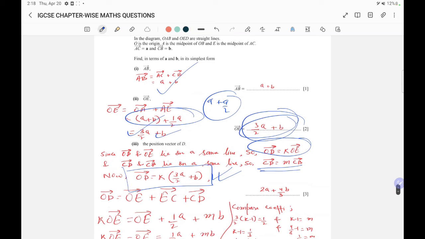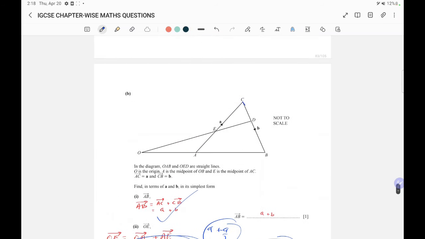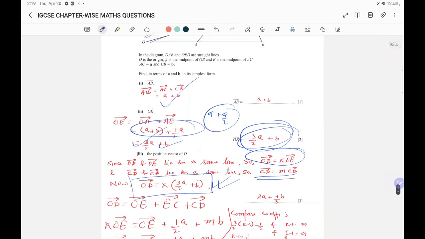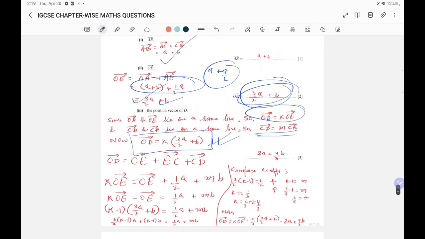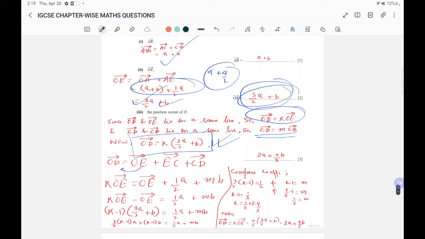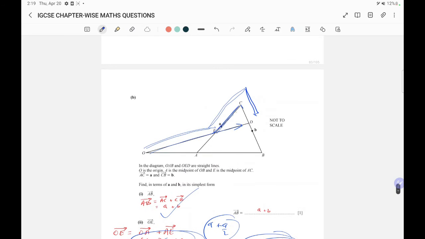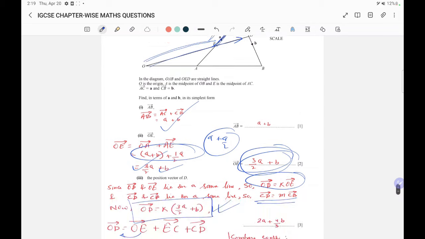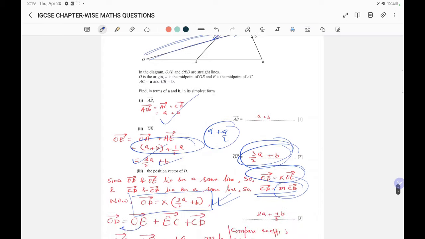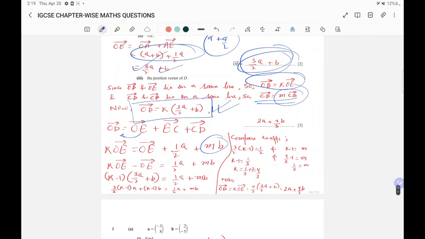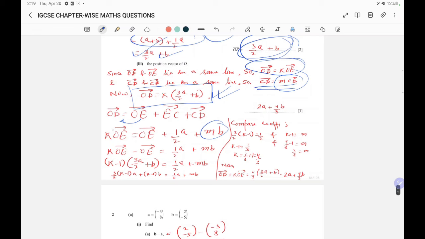Now, the OD vector I am trying to get as OE plus EC plus CD. This is still OD, right? The OE vector we already have, 3 by 2 A plus B. And the EC vector we have: EC is A by 2. And the CD vector I already found here, M CB. CB was B, so this is MB. And OD is K OE.